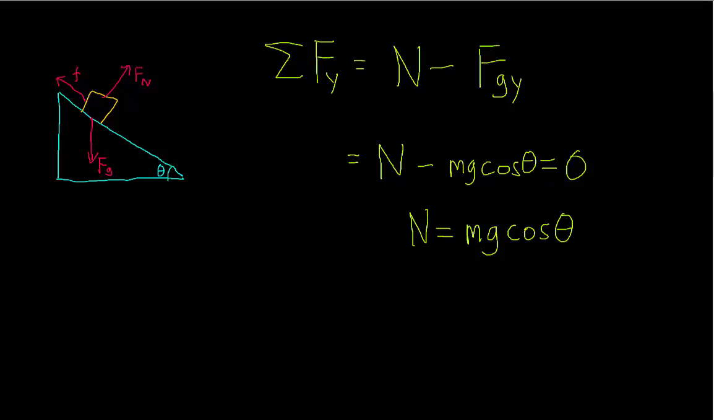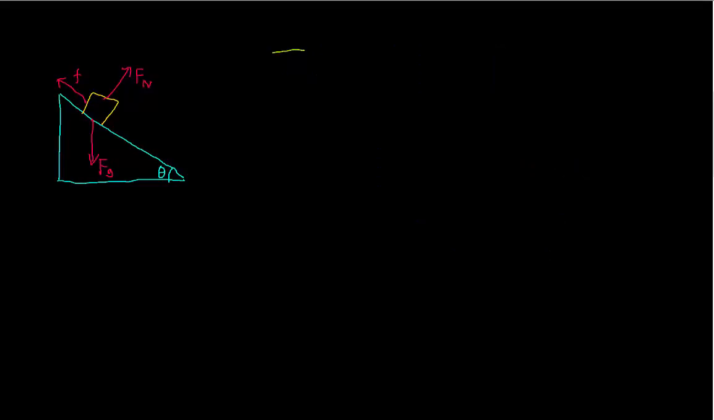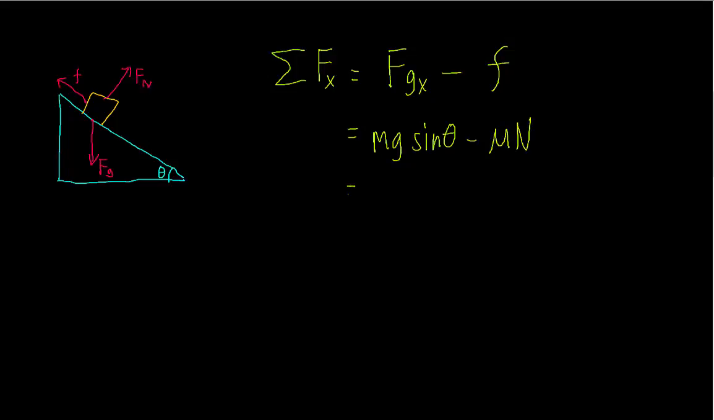So now in the x direction, we have the x component of gravity pointing down the ramp and friction pointing up, resisting the motion. So we just found the x component of gravity. And now, since we found the normal force, we know that friction is the coefficient of friction mu times the normal force.